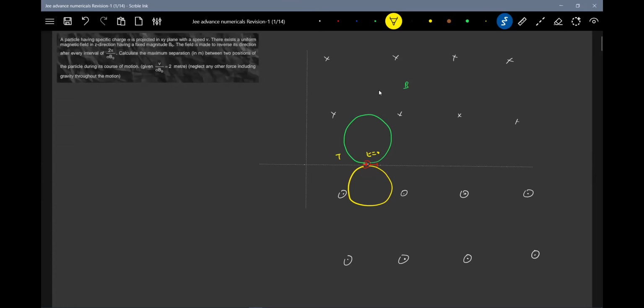Why? Because again, it was projected with a velocity v. After one revolution, the time period of revolution, it is going to revolve in a circle, making a figure of 8. So the motion of the charged particle will be like this. So what is the maximum separation? The maximum separation is going to become 2r, this 2r. This is the maximum separation for its path. So what is the maximum separation? It is equal to 4r.